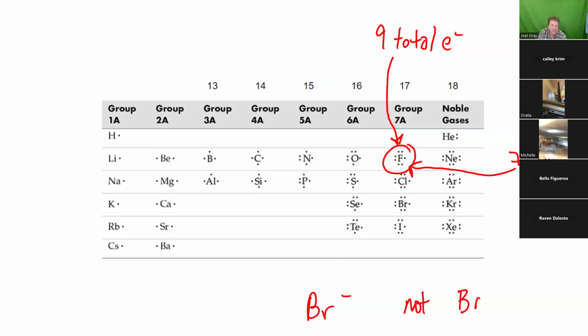What does that 1 minus indicate? That negative symbol is the same as one electron. Perfect, Kevin. It gains an electron. So Br has seven valence electrons. It's in group 7. So how many electrons surround Br minus?